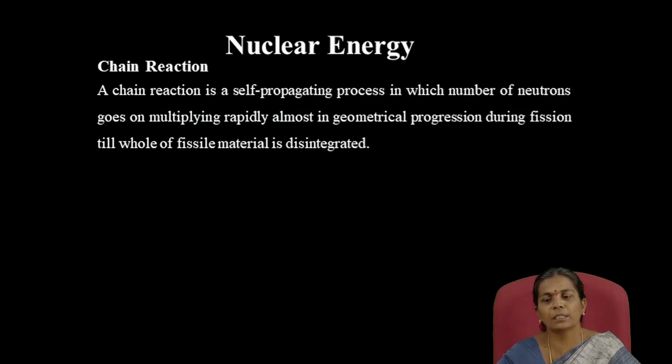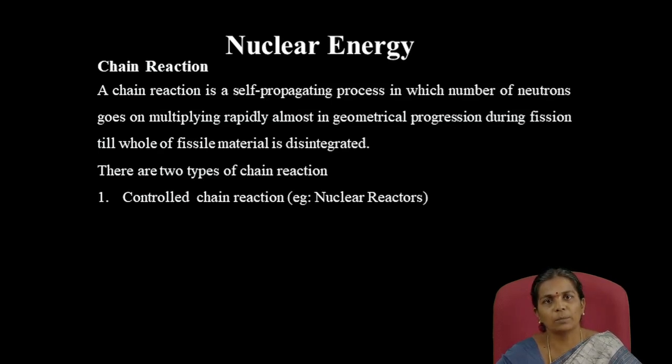It is a self-propagating process in which the number of neutrons goes on multiplying rapidly, almost in geometrical progression, during the fission till the whole material is disintegrated. That is, the neutrons are multiplying till the material is completely disintegrated.